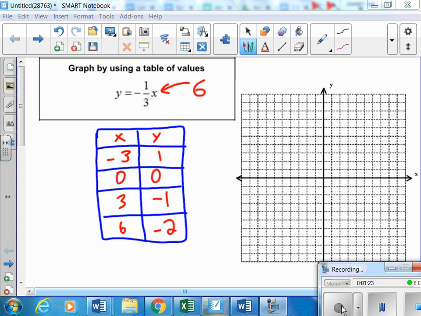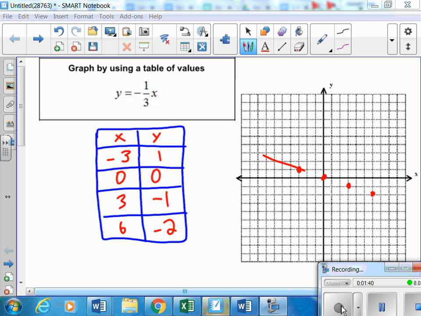So now we're going to come over here and graph everything. Starting with -3, +1. There it is. 0, 0. +3, -1. And +6, -2. They should all line up.